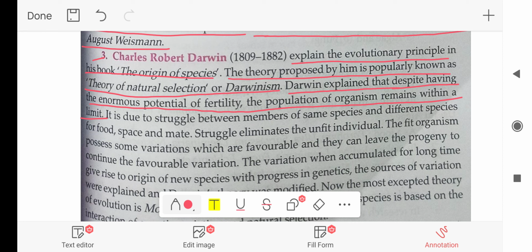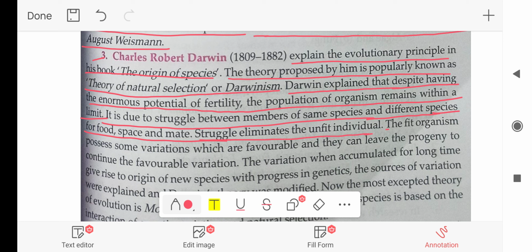And further he gives the reason why this population remains within a limit despite enormous potential of fertility. It is due to struggle between members of the same species. That is, same species members struggle within themselves, and different species also, for food, space, and mate. They struggle for food, space, and mate. And struggle eliminates those unfit individuals.